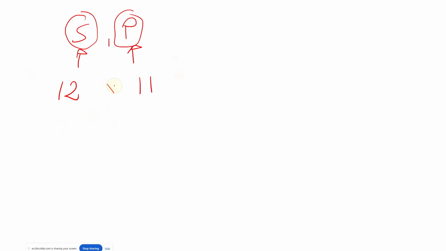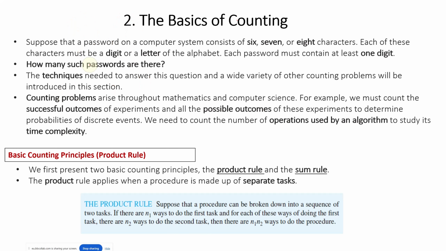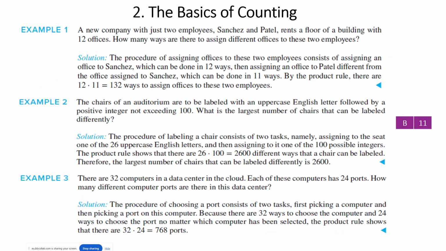Well, this is the rule. The rule of the product is that if I have something like this which I have to do, there's n1, which is like these 12 ways to give Sanchez an office, the first task. And then what is remaining is 11 ways to do the second task, which is giving Patel an office. Then 12 times 11 is the number of ways to complete that procedure of assigning the offices to these 2 people.